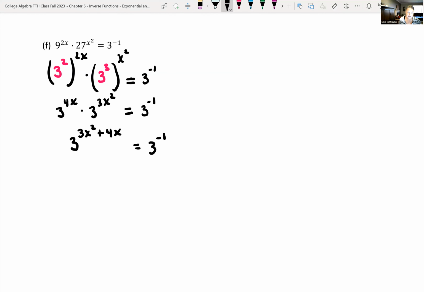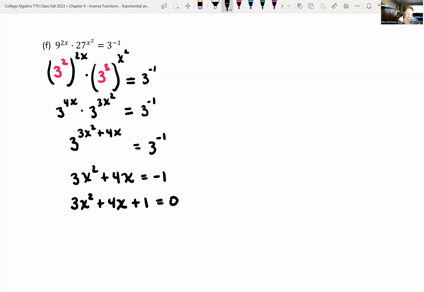So we manipulated both the bases to be the same on both sides of our equation. And so now we can just set our exponents equal to each other by that rule. So we have 3x squared plus 4x equals -1. So let's add 1 to both sides of the equation because this is a quadratic equation and we want to set it equal to 0. And so we get 3x squared plus 4x plus 1 equals 0.